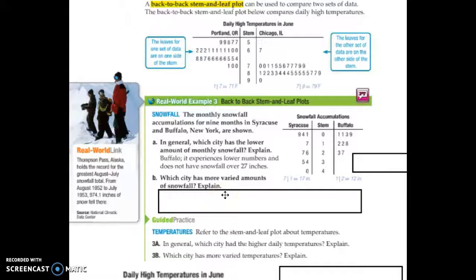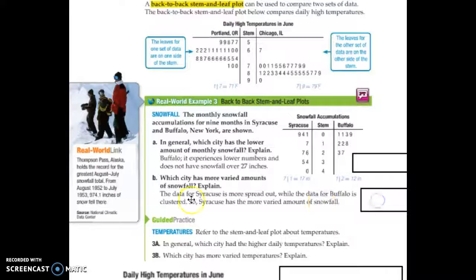Alright, which city has more varied amounts of snowfall? Meaning which one has different ones? Well, Buffalo's all kind of packed down here in the bottom. Syracuse is spread out here. There's a 40, some 30s, some 20s, teens, and then single digits also. So there's a lot of variance. Okay, so you're looking for spread out if it's varied. Which one's more varied? And that's kind of where you can look at what's the difference between the largest and the smallest. 40 down to 1, that's 39, is that spaced out? 39 different numbers, and here from 27 down to 1, that's only 26. So a lot less variance in Buffalo.